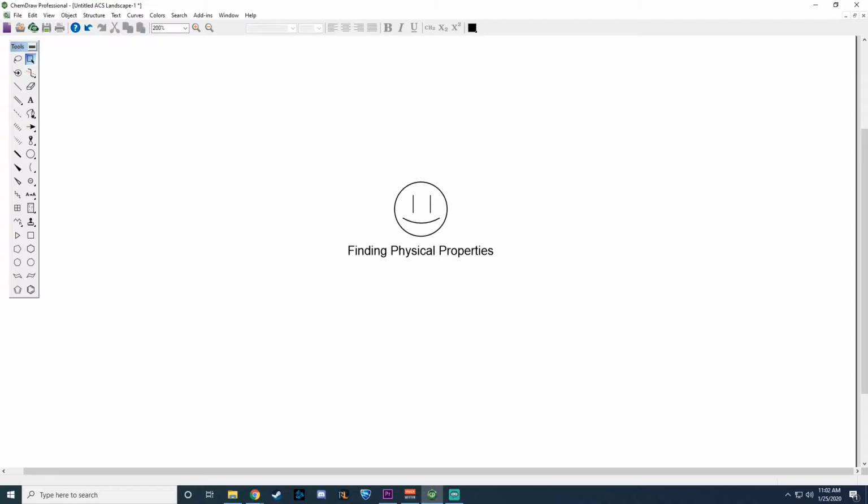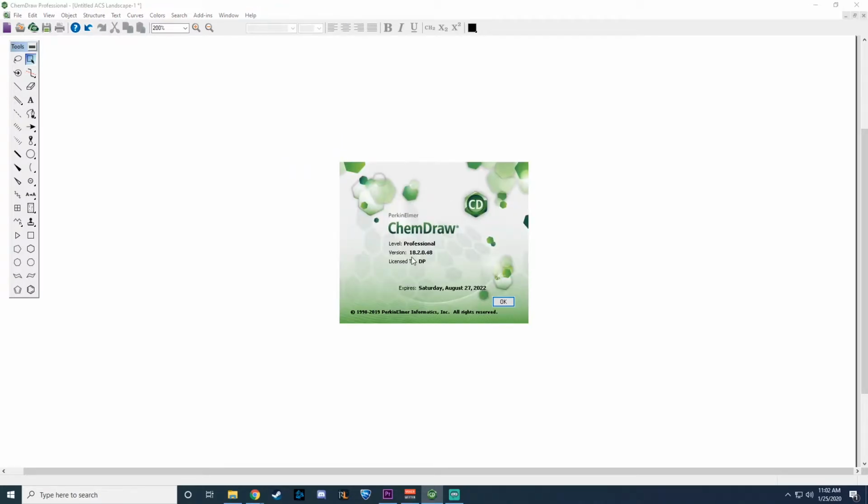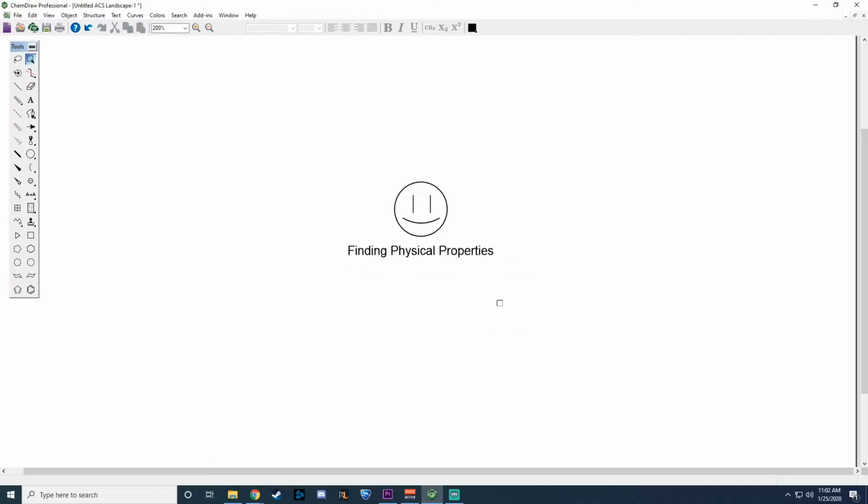So go ahead and open up ChemDraw, and if you look here you can see that I'm actually running ChemDraw 18, which I think is more annoying to use than ChemDraw 16. So if you can get ChemDraw 16, I highly recommend doing that instead.